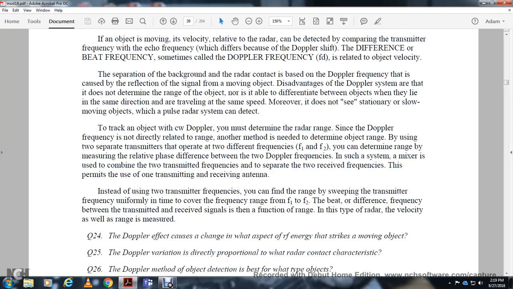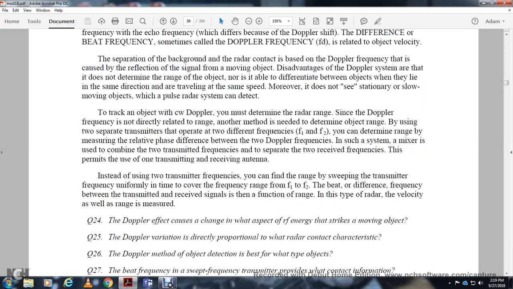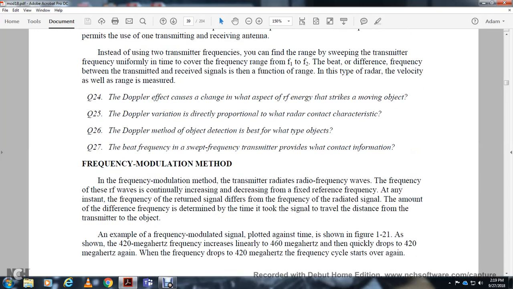Instead of using two transmitter frequencies, you can find the range by sweeping the transmitter frequency uniformly with time over the frequency range between frequency 1 and frequency 2. The beat, or difference in frequency between the transmitter and receiver signal, is a function of range in this type of radar. The velocity as well as the range is measured. Alright, the frequency modulation method.